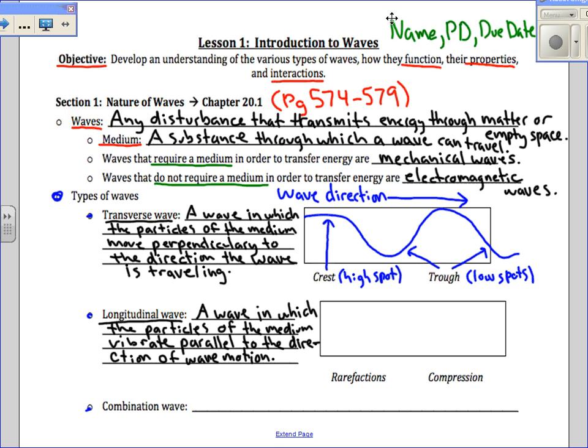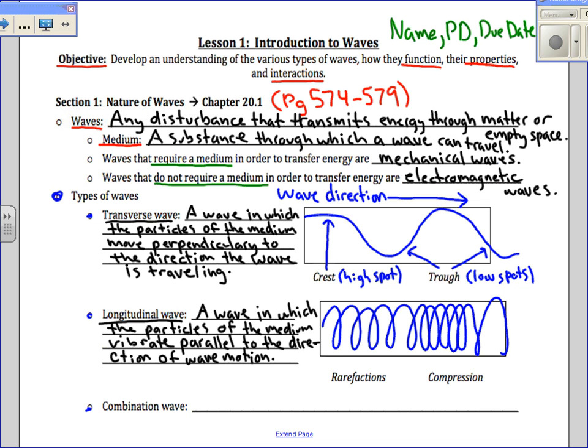Okay, and I'm going to draw a longitudinal wave. It's basically like a slinky. So the rarefactions are the area where they're spread apart, and the compressions are the areas where they're very close together. Okay, the particles are close together. And now I'll draw another rarefaction over here. Okay, so these are the compressions. This is the area of compression, and this is the area of rarefaction. Okay, so rarefactions are the areas where the particles spread. Okay, and this is the area where they crowd together, the compressions.